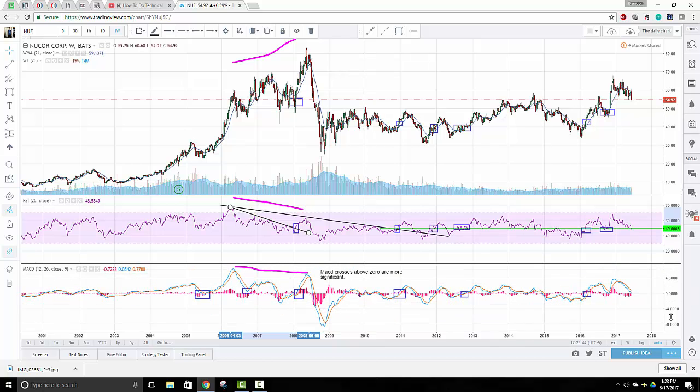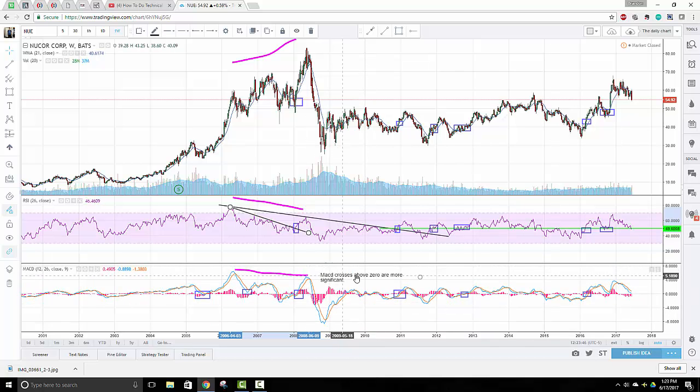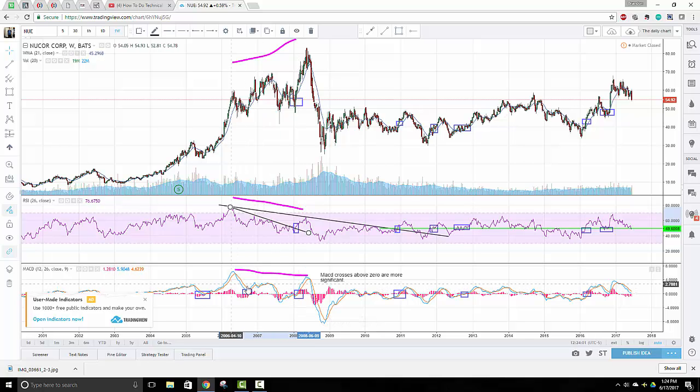And you saw that I wrote up here that a MACD cross above 0 carries more significance. Always remember that. If you get a MACD cross above, like at the 0 line, it is a much more significant signal. We have a cross near the 0 line, it gets you in for this action. You have a cross near the 0 line, it gets you in for this massive run here.